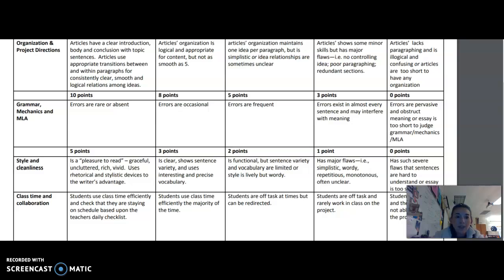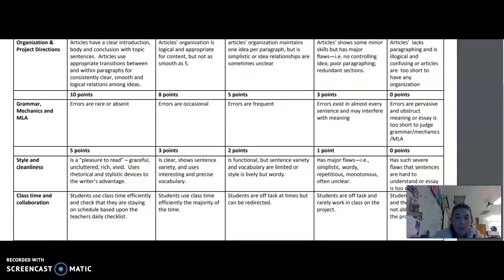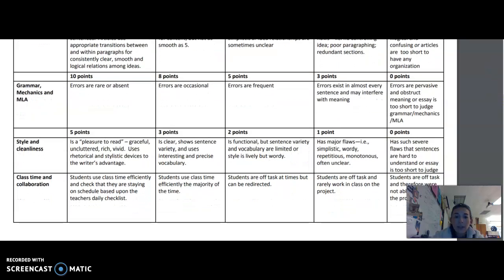Our last two categories are style and cleanliness, and class time and collaboration. These are 5-point categories with a top max of 5 points. For style and cleanliness, it is a pleasure to read. It is graceful, uncluttered, rich, vivid, and uses rhetorical and stylistic devices to support the writer's advantage. Alrighty, and that is worth 5 points at max, and then has a 3-point, a 2-point, a 1-point, and a 0-point category. I'm not going to read every category breakdown individually. I would recommend that you pause the video and read over them.